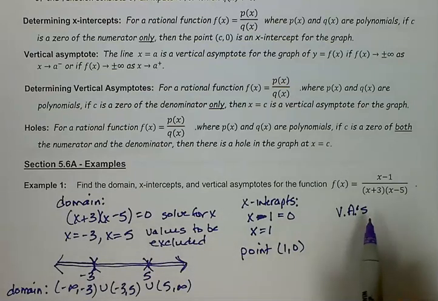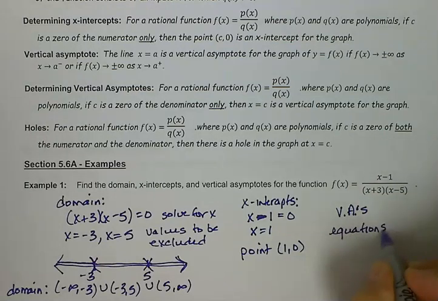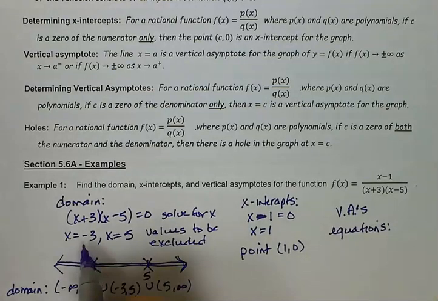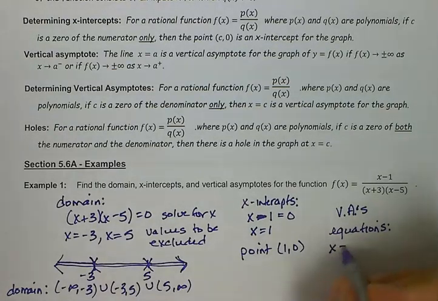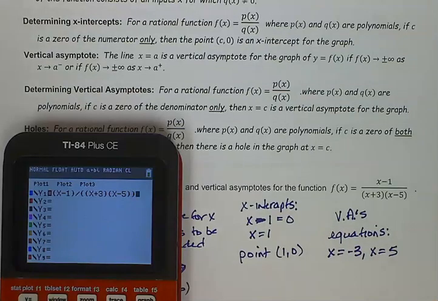Since these are vertical lines, then to write the equations for these two, we actually have to include the x equals part. Our equations for our two vertical asymptotes are x equals -3 and x equals 5. Now let's take a look at what this means for the graph of the function.